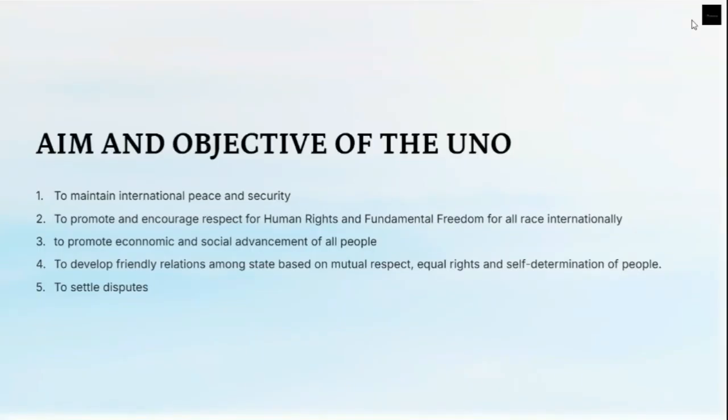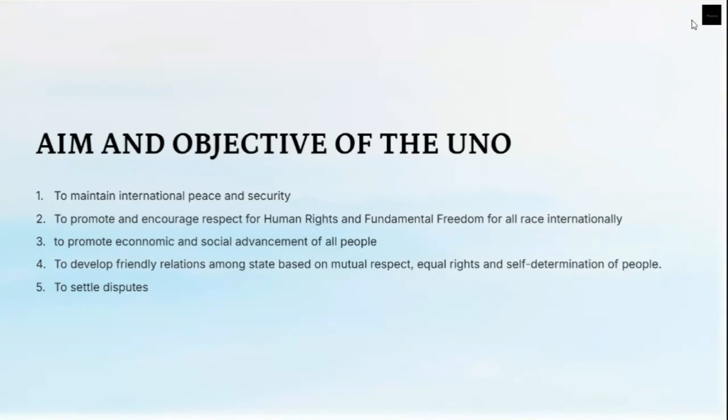So it's not within a particular country, but worldwide, international peace and security. Now, to promote and encourage respect for human rights and fundamental freedom for all races internationally, not only for black or only white, but for everybody. Remember, the purpose of UNO is to promote peace and end the war. So in order to promote peace, we have to respect human rights first of all. Promote fundamental freedom. We have to accept each other, race internationally. You are black and white, let's come together.